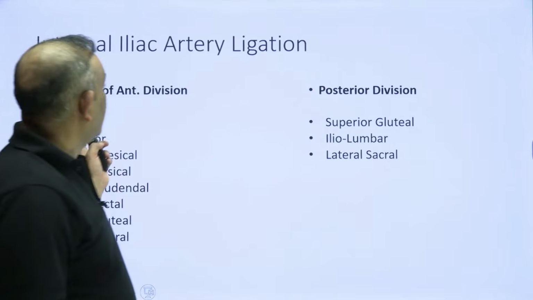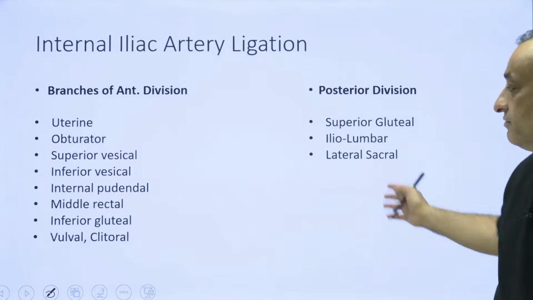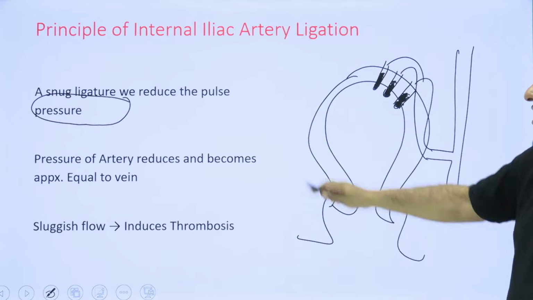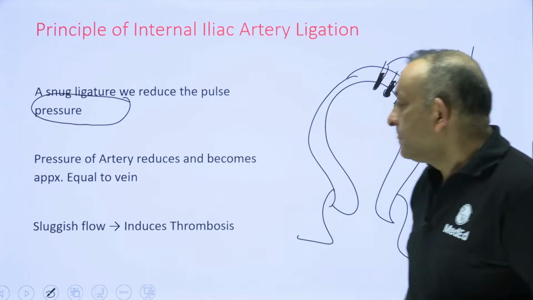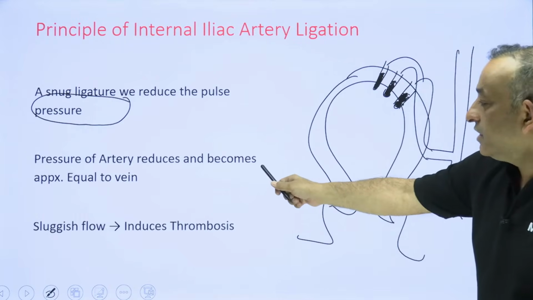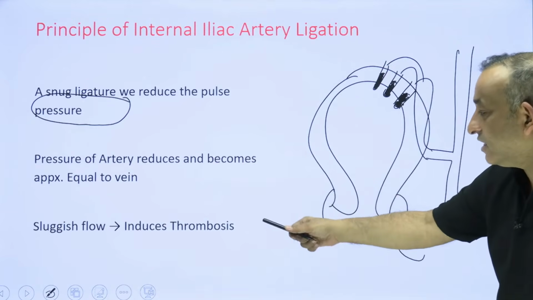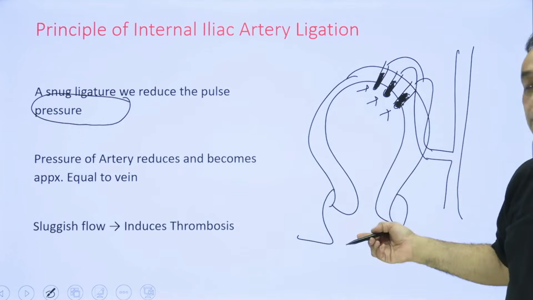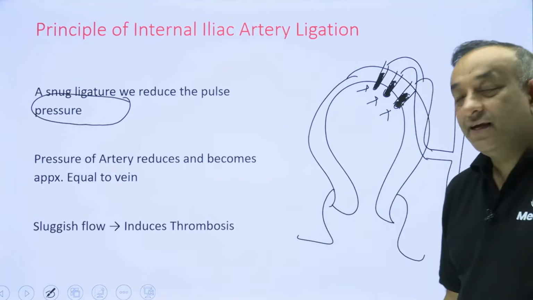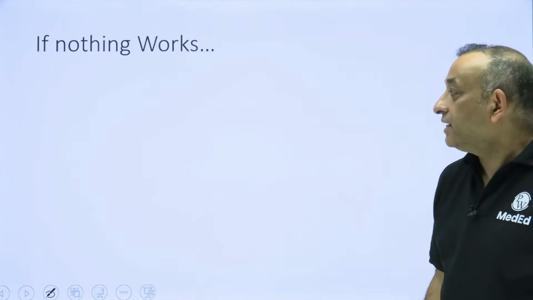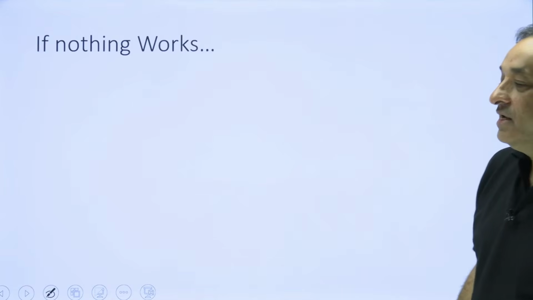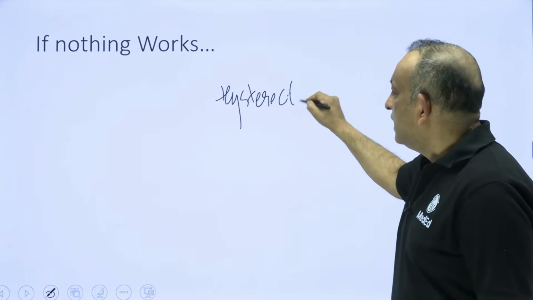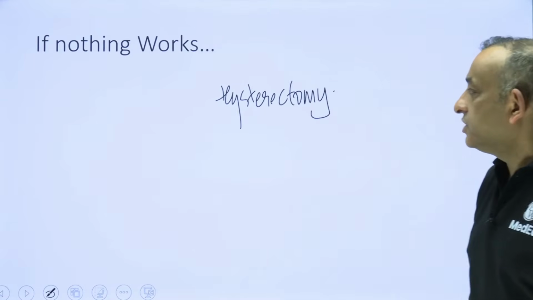All right, guys. So yes, the branches of the anterior division and posterior division, I have written that for you now. You must remember them, and I've given the mnemonic for this one. The principle is that a snug ligature will reduce the pulse pressure, and the pressure of the artery becomes equal to the vein, and sluggish flow will induce thrombosis. Here, can you see thrombosis is happening in these blood vessels? So that's what I told you. We've written that in notes already, right? So no worries about writing your notes. At least if nothing works, then you have to do a hysterectomy. A hysterectomy is the last option for the management of PPH, right?